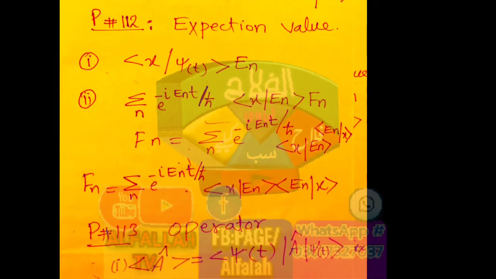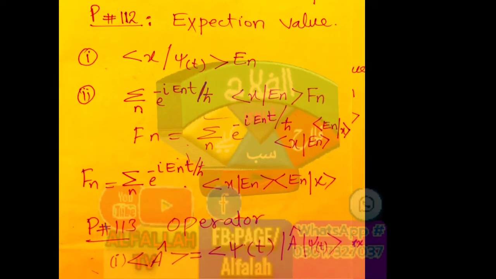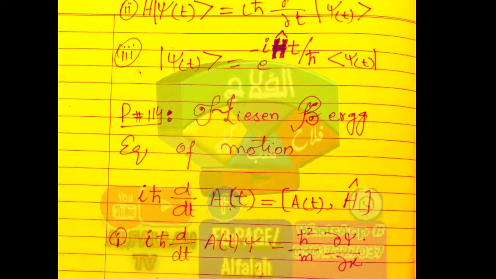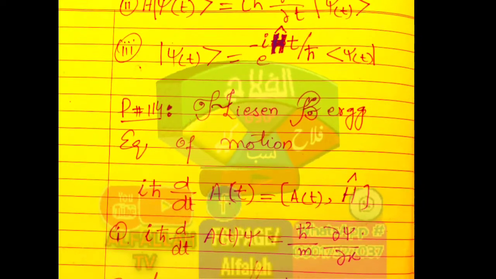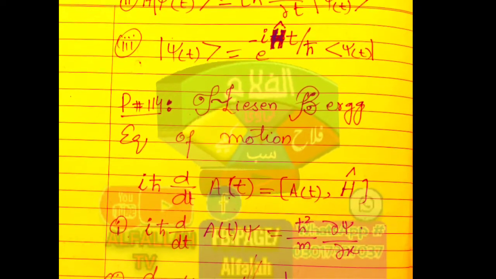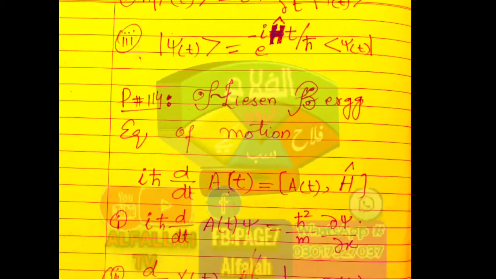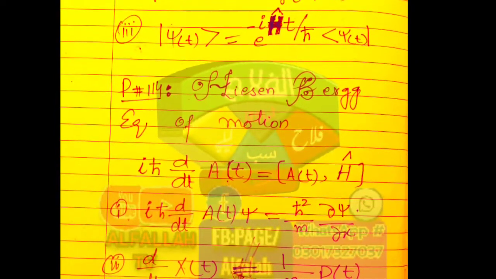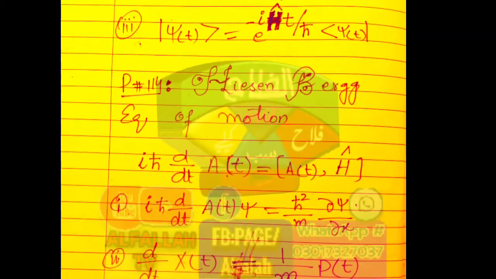And point number 113, operators are such signs which can change the effect of the eigenvalue, such as point number 1, Â, that is applied when in eigenvalue form change into form ψ(t), Âψ(t), like that. And number 2 is ψ(t) is equal to iħ ∂/∂t ψ(t). Point number 3 is ψ(t) is equal to e^(−iĤt/ħ) ψ(t).